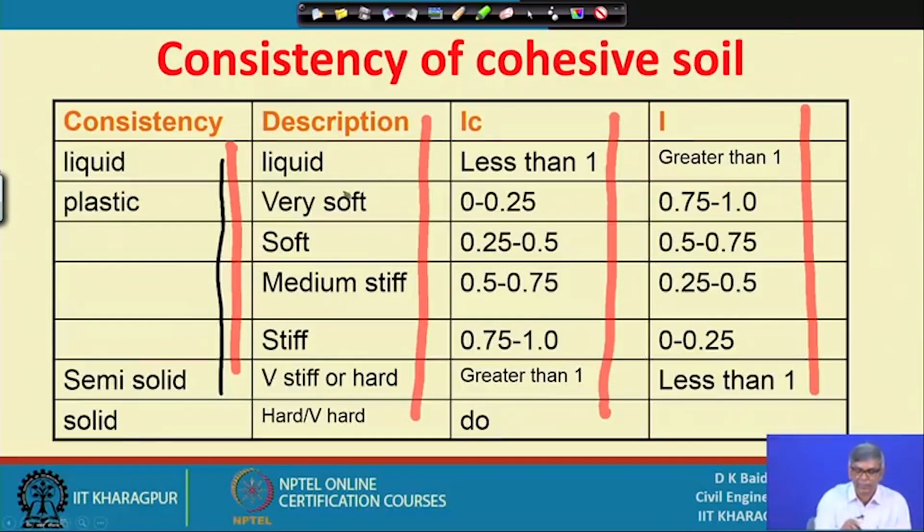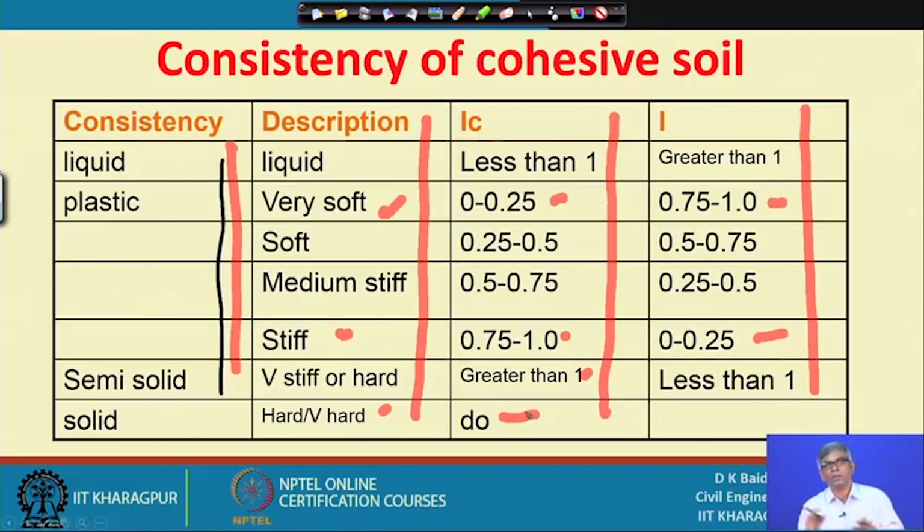So, for liquid, IC is less than 1 and IL will be greater than 1. For very soft soil, IC will be 0 to 0.25 and IL will be between 0.75 and 1. Like that, if it is plastic soil, then stiff, IC is 0.75 to 1 and IL is 0 to 0.25. For semi solid, very stiff or hard, the IC value will be greater than 1 and IL will be less than 1. For solid, hard to very hard, IC will also be greater than 1. So, this is the classification.